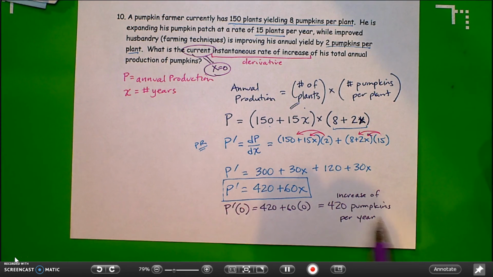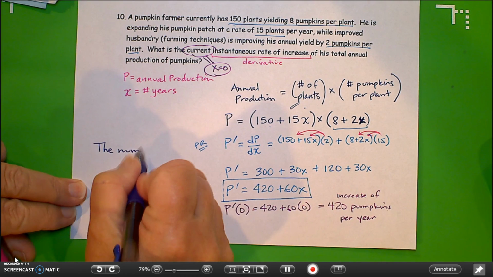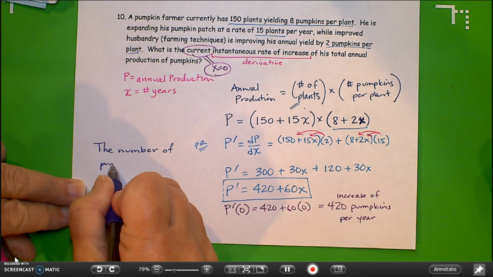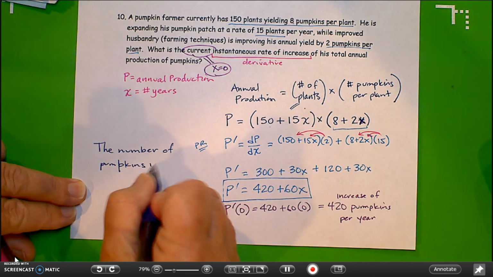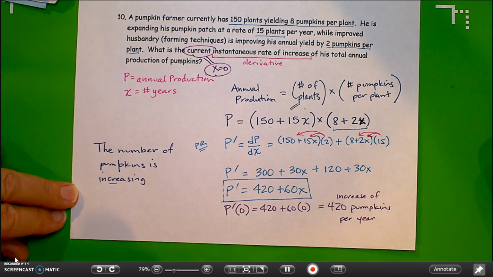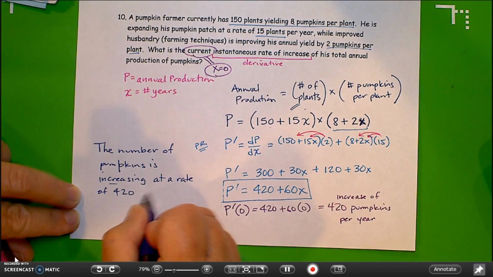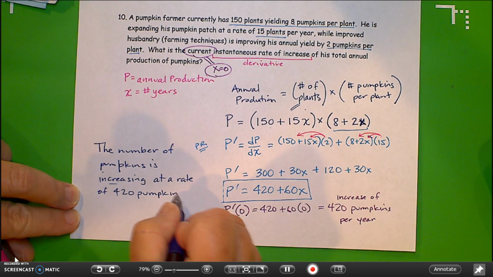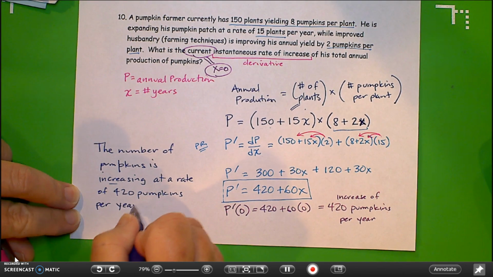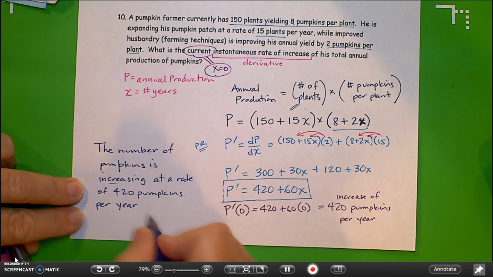Anytime you're doing a word problem, you should definitely put units of measure in here. And actually, I should write a full sentence on this. So that's what I'm going to do. I'm going to give it context. The number of pumpkins is increasing. So we want to say whether it's increasing or decreasing. In this case, it's increasing at a rate of 420 pumpkins per year. And then you also have to state when this occurs. So this would be at the current year.